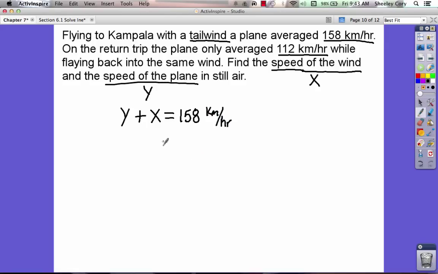And then on the return trip, it said I only averaged 112 kilometers per hour, but I was going back into the same wind. So I'm going into the wind now. Whenever you go into the wind, it slows your speed down. So the speed of my plane, y, is being slowed down, so it's losing speed, so we're going to say subtraction. So the speed of my plane minus the speed of the wind is actually how fast I'm going.